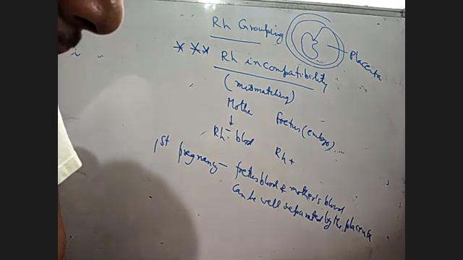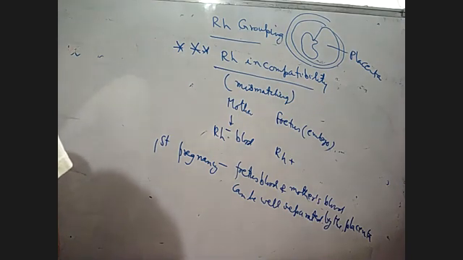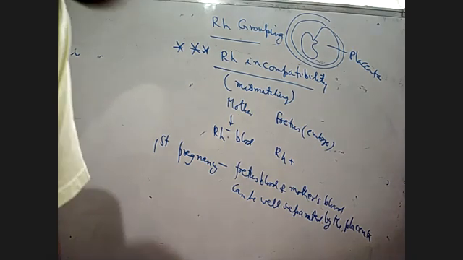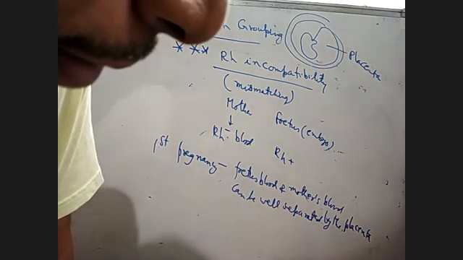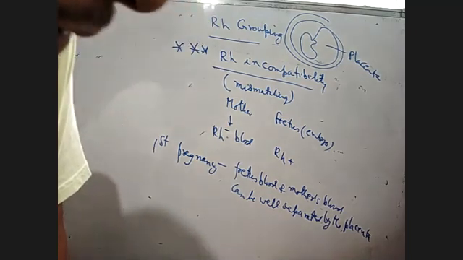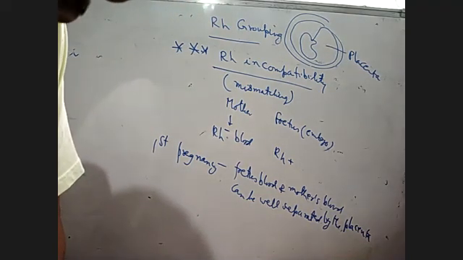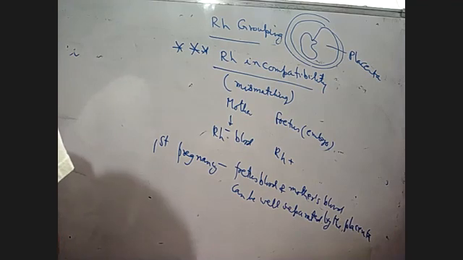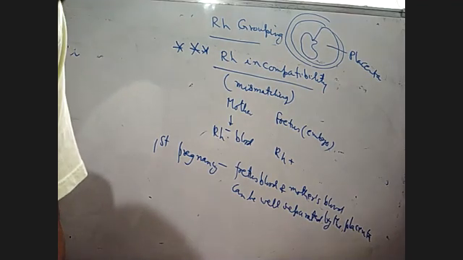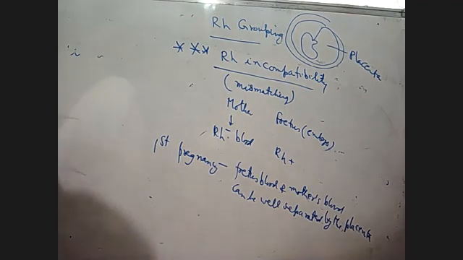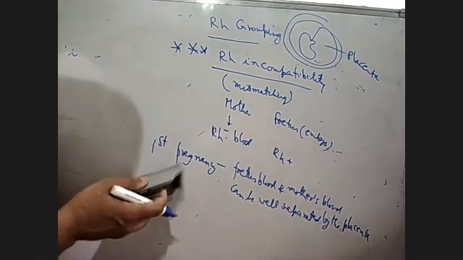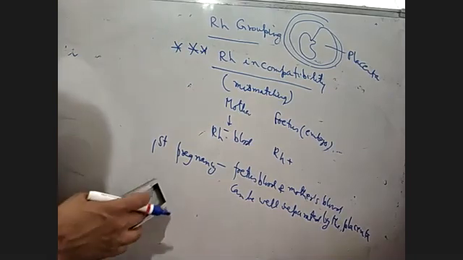However, during the delivery of the first child, there is a possibility of exposure of the maternal blood to a small amount of Rh positive blood from the fetus. In such cases, the mother starts preparing antibody against Rh antigen in her blood. Okay, so here there is an exception.